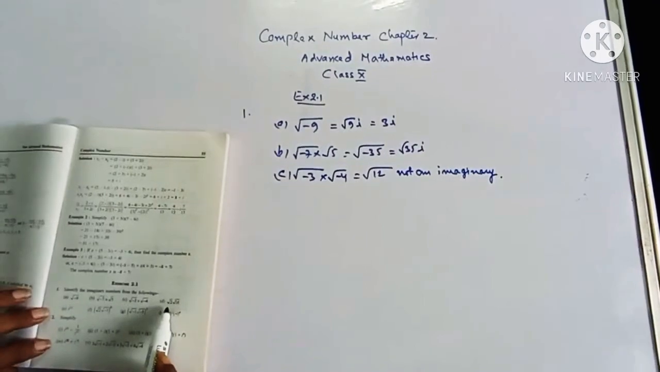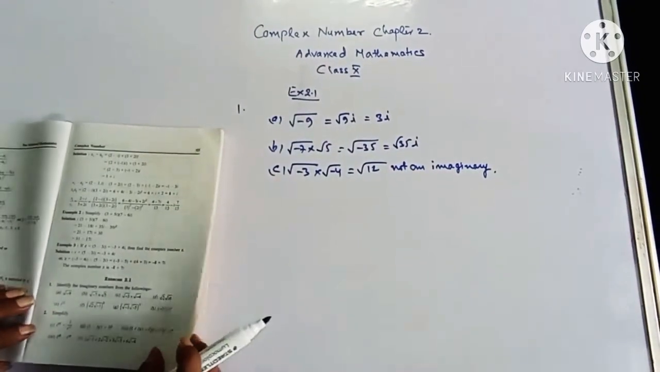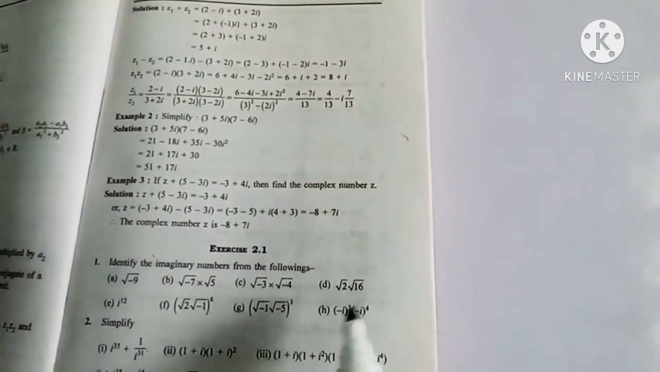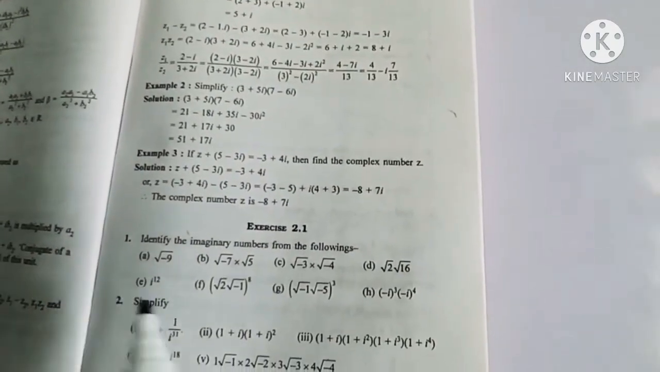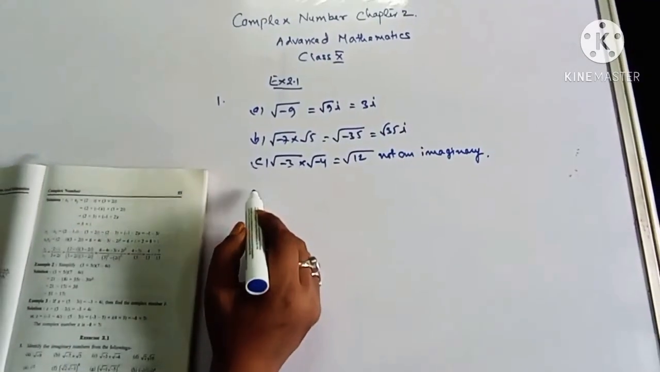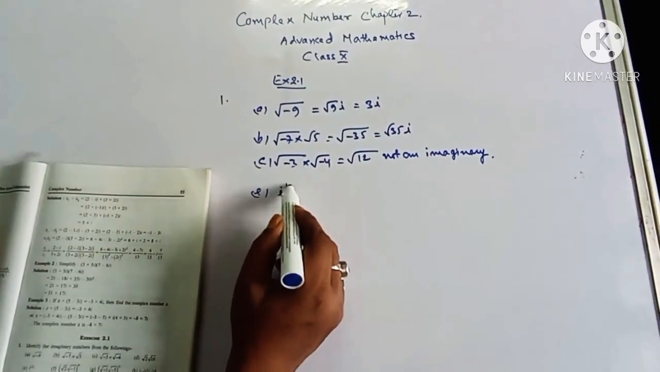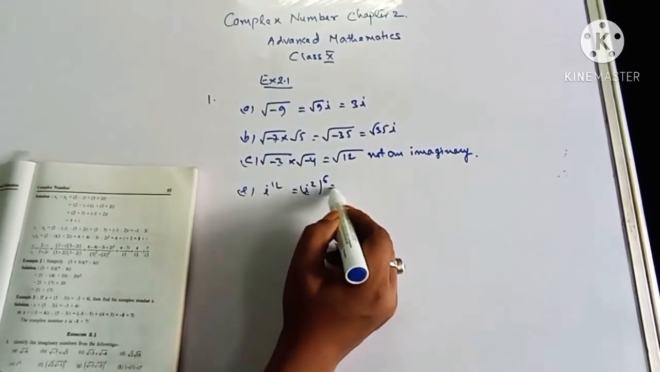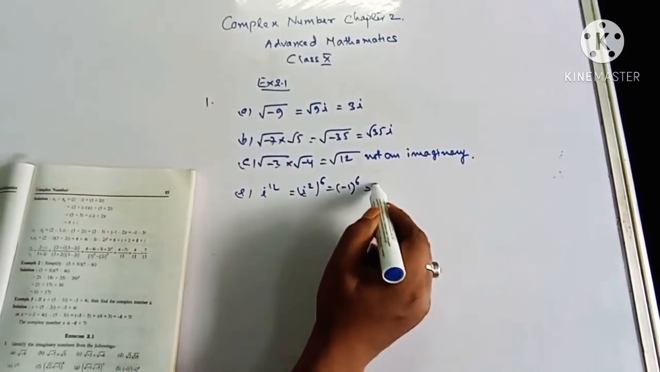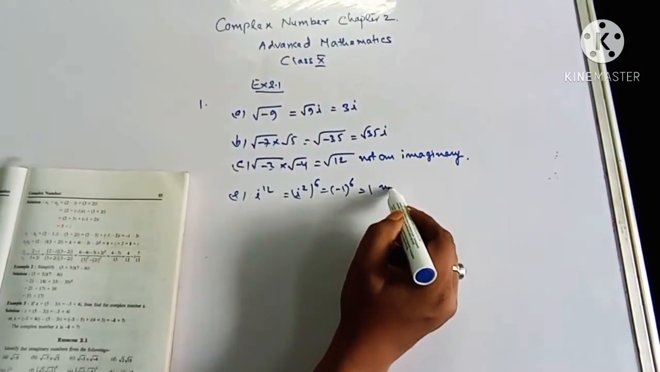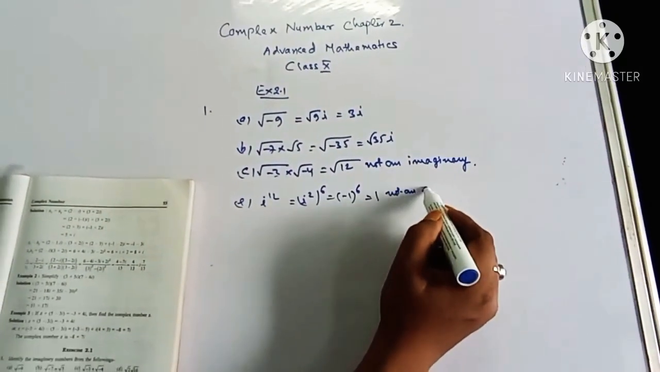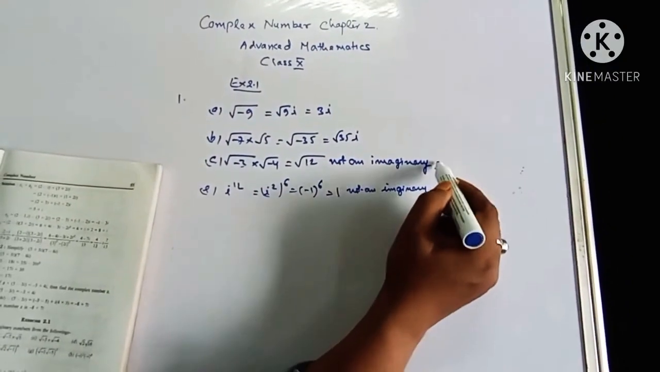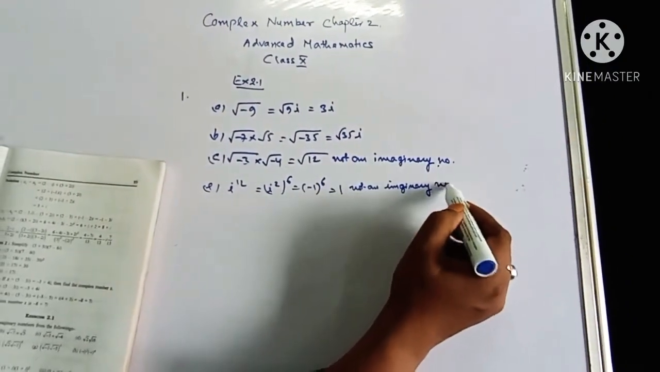Again D, root 2 into root 16. This is not an imaginary number. Again, i to the power of 12, that is i square to the power of 6, minus 1 to the power of 6, equal to 1. It is not an imaginary number.